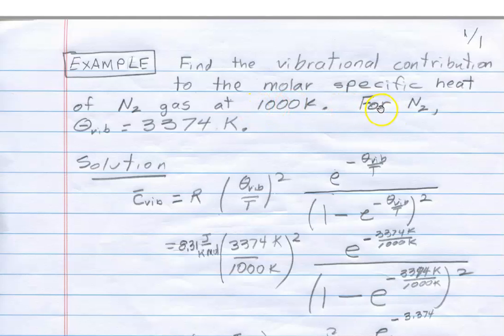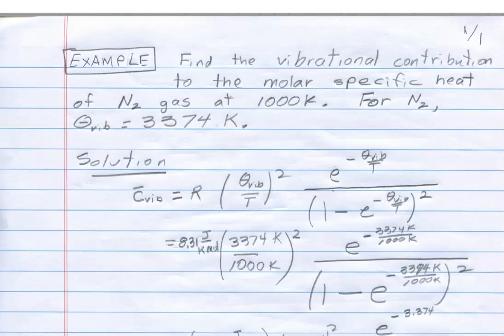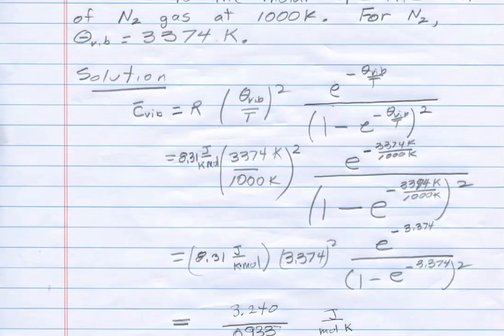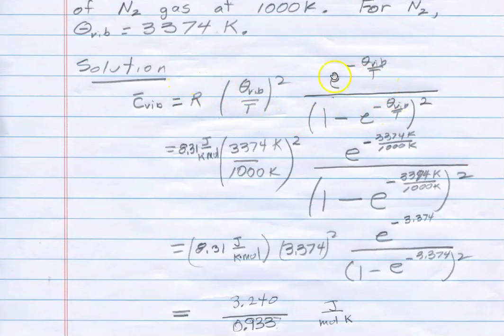And I looked up the vibrational, since they want the vibrational, and I found that the characteristic vibrational temperature was 3374 Kelvin, same as in the previous problems. Now they just want to calculate the molar specific heat, and we computed that in one of the previous segments to be R theta vibration over T squared times this factor here. And it's just a matter of plugging in all the appropriate values.